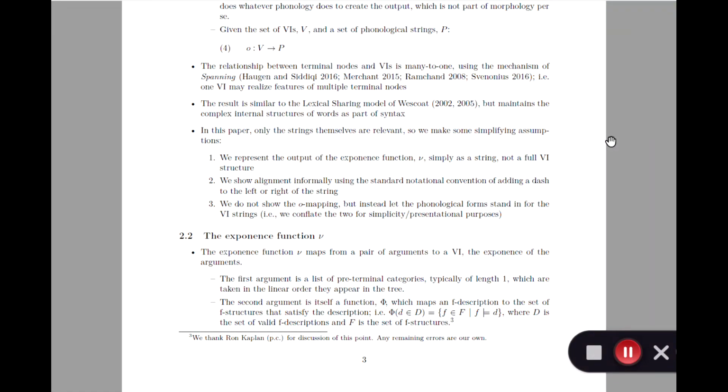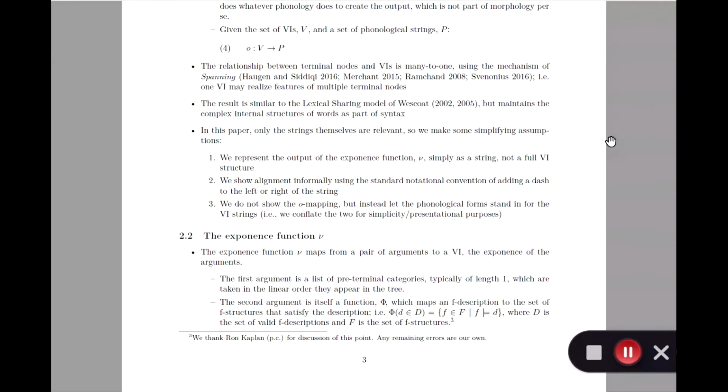In other words, Wescoat's theory allows for multiple C structure nodes to map to a single item, but in the lexical sharing analysis, that single item is itself an unanalyzed thing. It's created in the lexicon, and it's not itself divided into multiple pieces, whereas our model allows us to maintain the complex internal structures of words as a part of the syntax. And so it'll account for the fact that long words very often have internal structures that mirror the order of elements in the syntax.